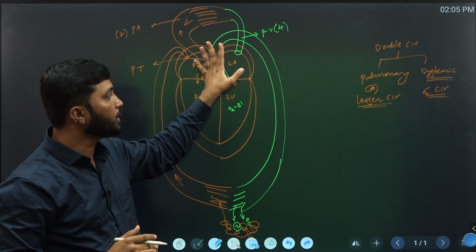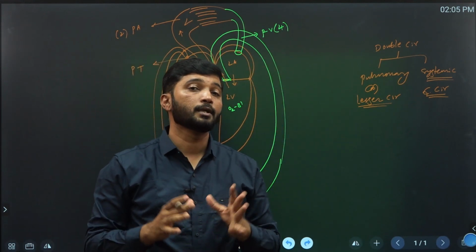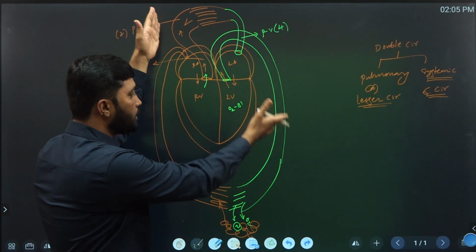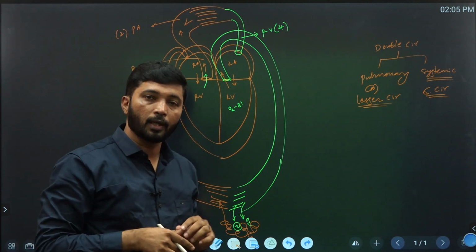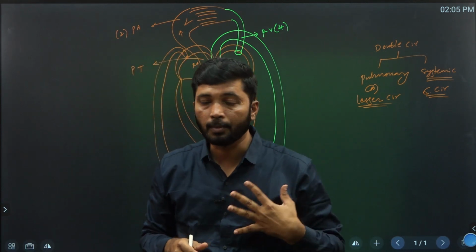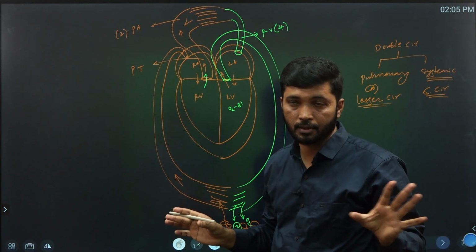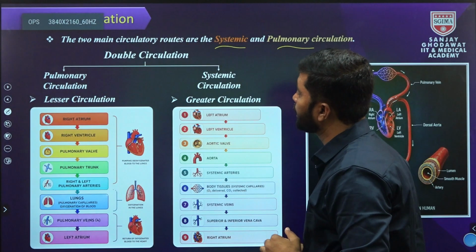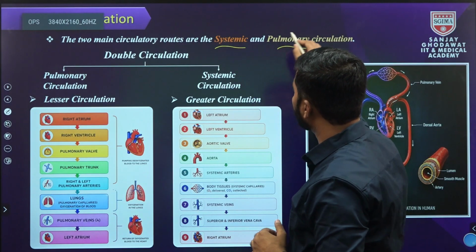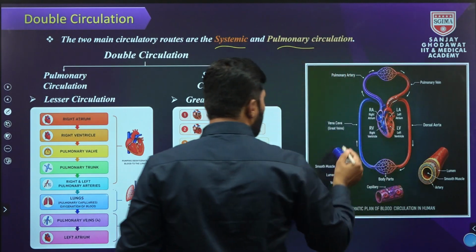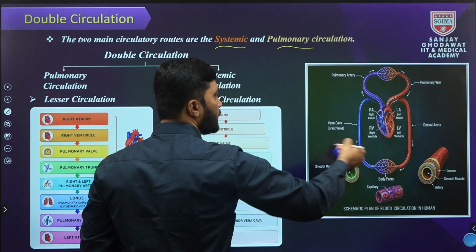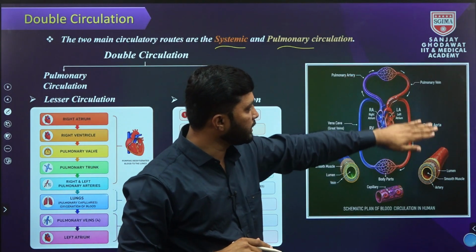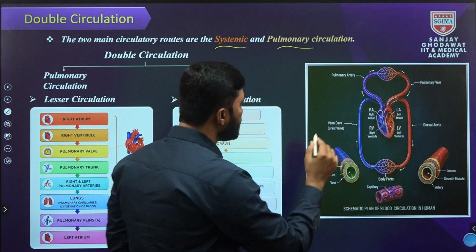So that is pulmonary and systemic. This is double circulation, which means at a time the heart pumps different blood to different directions. In crocodile, apes, and mammals including human, double circulation is present. In the main slide about double circulation, there are two, systemic and pulmonary. The blue color indicates deoxygenated blood, whereas the red color indicates oxygenated blood.